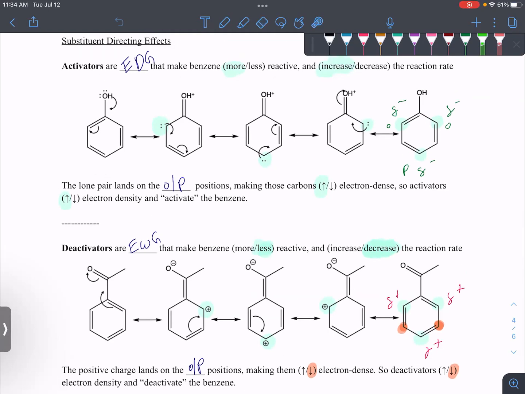So for an alcohol, is it an activator or deactivator? And what carbons do you think it directs to? If you're reacting a phenol with an electrophile, what carbons is the electrophile going to get added onto? So we call alcohols OP directors because they're going to direct new electrophiles to come onto ortho and para.